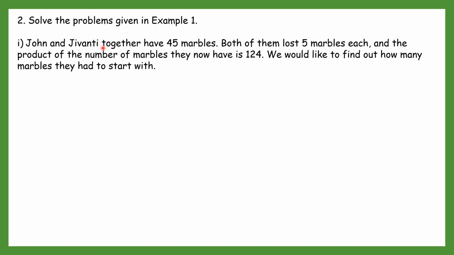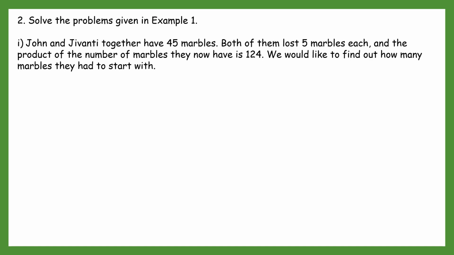The question is, John and Jivanti together have 45 marbles. Both of them lost 5 marbles each. That means John lost 5 marbles and Jivanti also lost 5 marbles. And the product of the number of marbles they have now is 124 after losing their marbles. We would like to find out how many marbles they had to start with. That means initially how many marbles they have. We should find that. Okay, let's solve the problem.